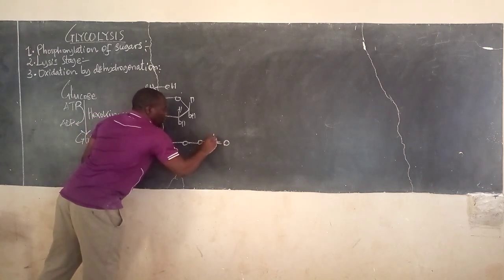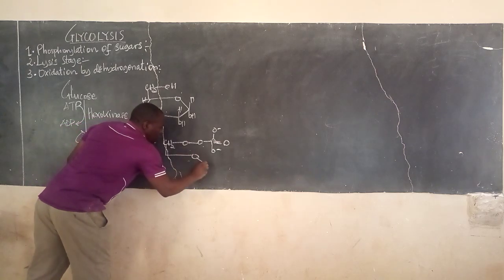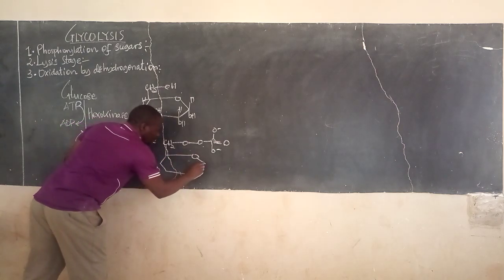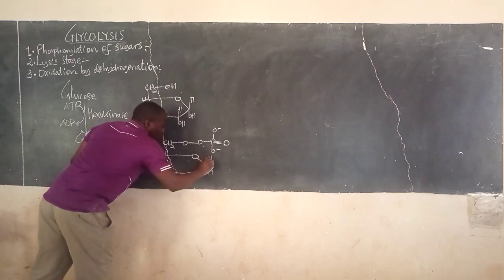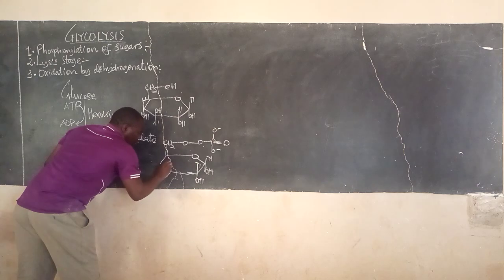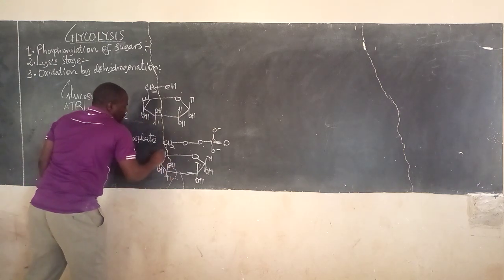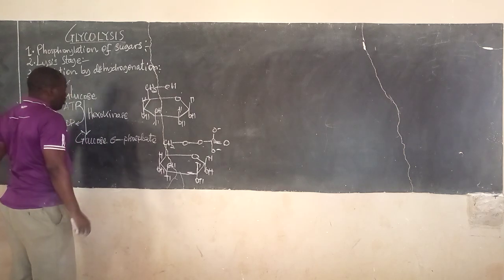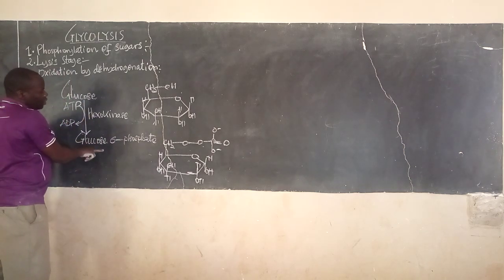Form the structure like this, negative here. Now our glucose has changed to be polar. Here we have OH, H, OH out, OH inside, H out, OH outside, H at the upper part. Now we have changed glucose into glucose 6-phosphate.